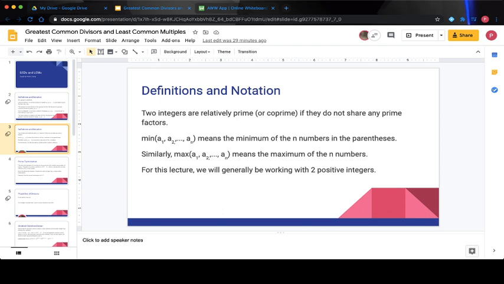The next two are pretty self-explanatory and intuitive. You use the notation min to denote the minimum of a set of numbers, and max to denote the maximum of a set of numbers.